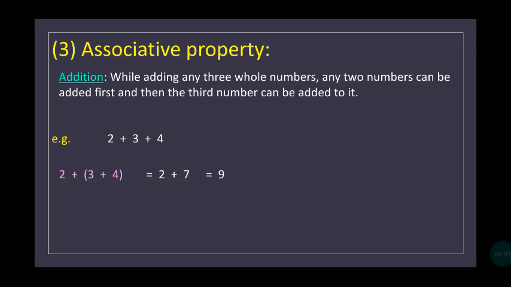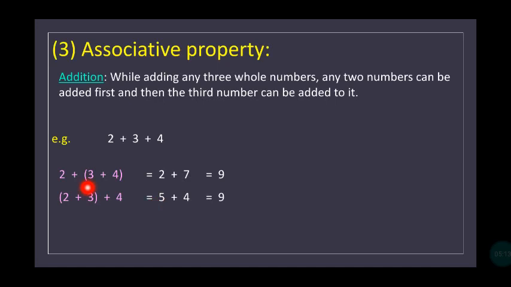Okay, now let's see another way to add these three numbers. First, we are adding these two numbers, 2 and 3, and then we will add 4 to it. So first of all, 2 plus 3 means 5, and 4 as it is. Now 5 plus 4, 9. So the answer remains the same.